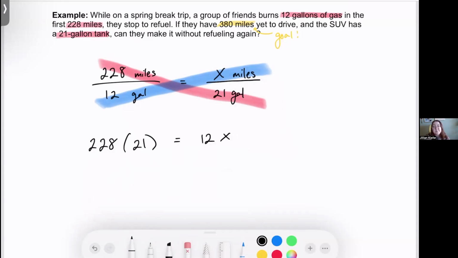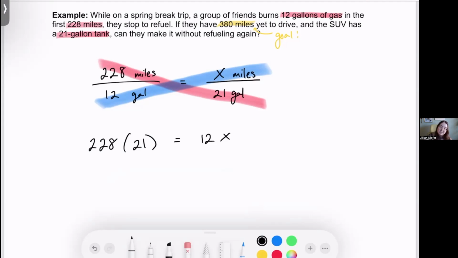Now, at this point, we can drop the units. We don't need to write miles and gallons anymore because we made sure that they were the same units across the top and across the bottom. So you don't have to write them anymore. You could if you wanted to. You would just have miles and gallons, miles and gallons. It's technically miles per gallon in this case. So we have 228 times 21 is equal to 12x. So we're trying to solve for x because we want to know how many miles that 21-gallon tank is going to get us.